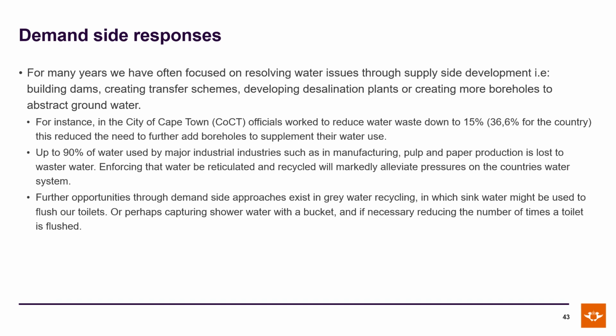And this is important because 90% of water used by major industries, such as manufacturing and pulp and paper production, is lost through wastewater. So if we were to enforce that water be reticulated or recycled, this would markedly alleviate the pressures on the country's water system. Other opportunities in demand-side approaches exist in grey water recycling, such as your sink water being used to flush your toilet, or perhaps you could catch your shower water in a bucket, and you could also reduce the number of times you flush a toilet. So these are just a few examples.